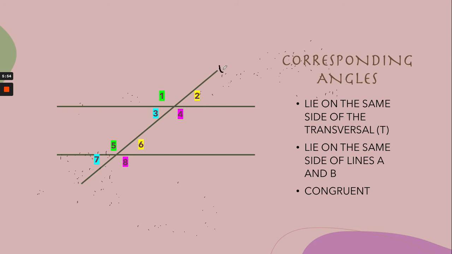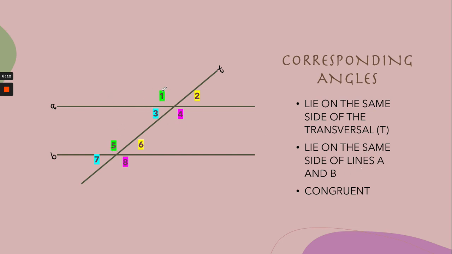The transversal is this line right here. My two parallel lines are right here, A and B. So they lie on the same side of the transversal. So that means they're either both on the left or both on the right. And they're on the same side of lines A and B, either on top or on bottom.